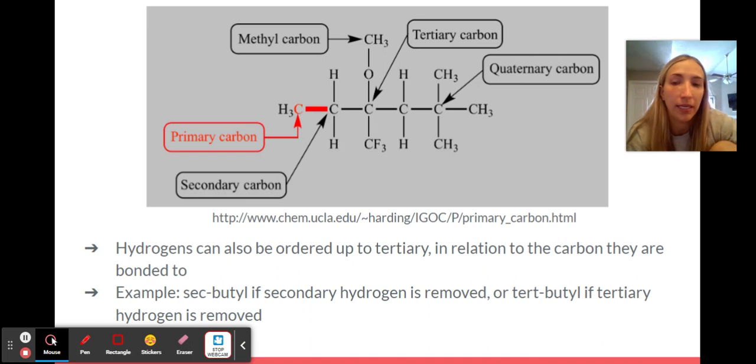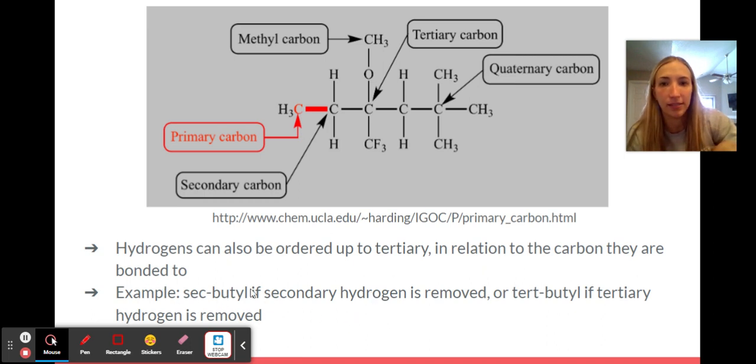Hydrogens can also be numbered like this, but they can only be ordered up to tertiary, and they are numbered in relation to the carbon that they are bonded to. So a secondary carbon here, well, that would be a secondary hydrogen as well because it's bonded to a secondary carbon. And the reason that you don't get quaternary hydrogens is because that just doesn't exist. Like this carbon here has already made its 4 bonds. It doesn't have a hydrogen attached to it. So that's why you won't see a quaternary hydrogen.